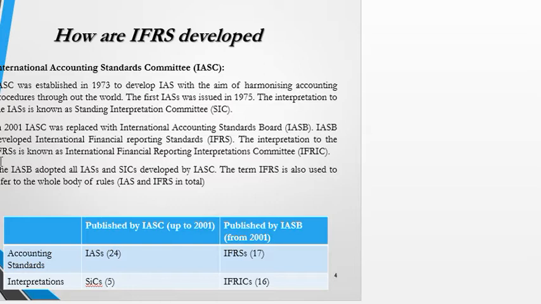But when IASB took over from IASC, they took over all the standards issued by IASC. Now, IASB have been issuing standards, and the standards issued by IASB sometimes supersede standards issued by IASC. Let me give an example. IASB issued a standard called IFRS 15 for revenue recognition. We also had a revenue recognition standard in IAS. But when IASB issued IFRS 15, the standard superseded IAS 18.